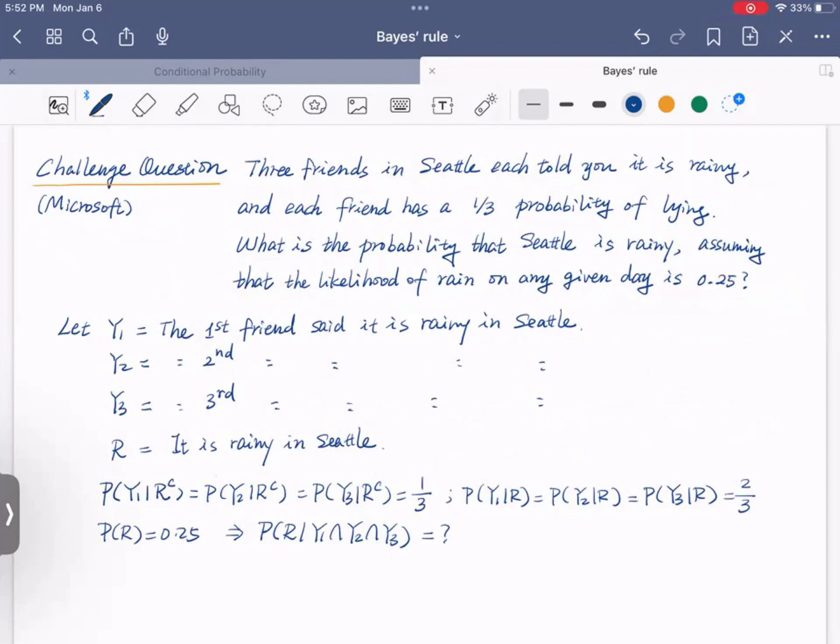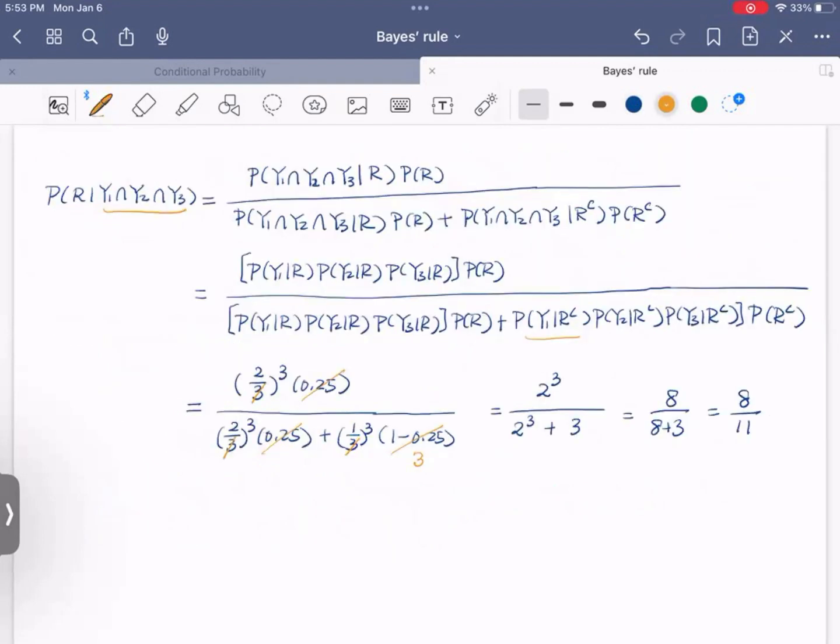After you define the events very, very clearly and carefully, then you can answer the question easily. And we also assume that the friends' behaviors are conditionally independent. It's not written in the problem, but we have to assume it in order to solve the problem.